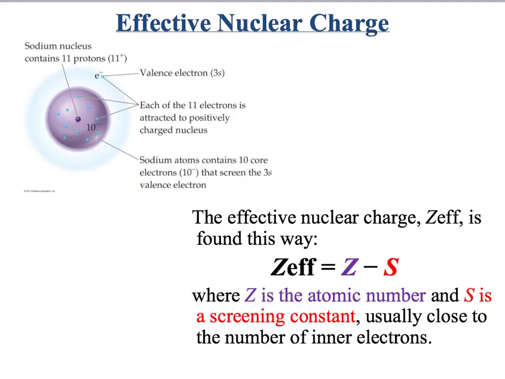Now the sodium atom contains 10 core electrons, right? And it just has this one electron in this valence electron shell. Okay? And so these 10 electrons inside are kind of screening this one valence electron from that positive charge. So we can take a look at this a little more detailed.